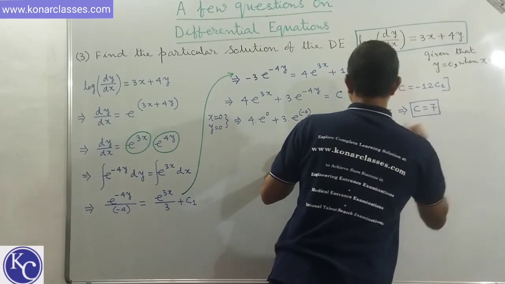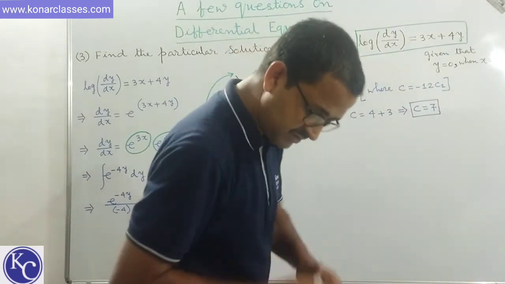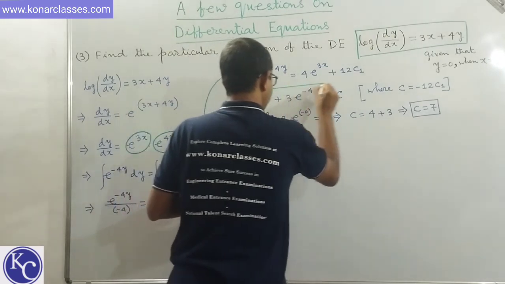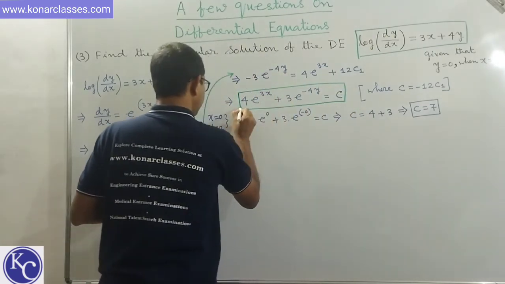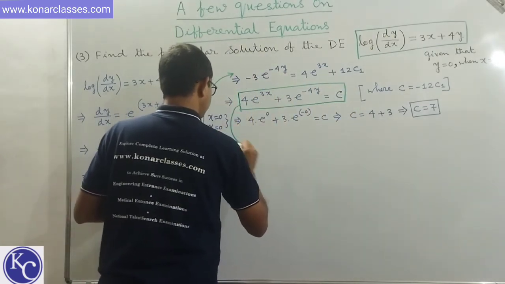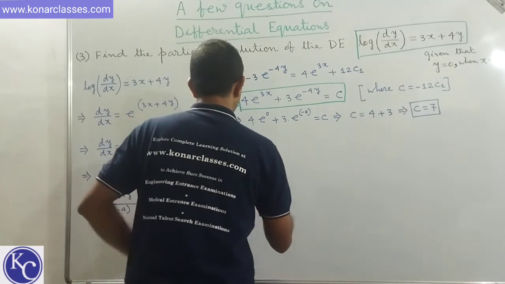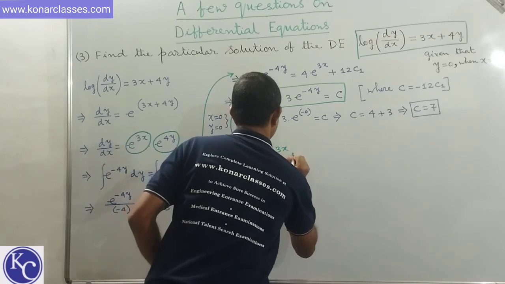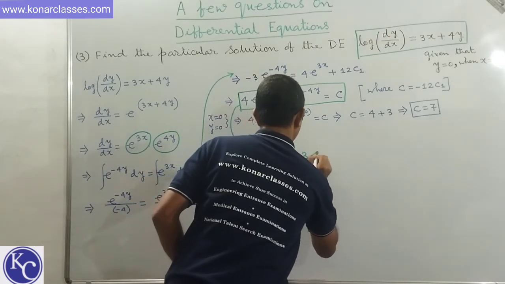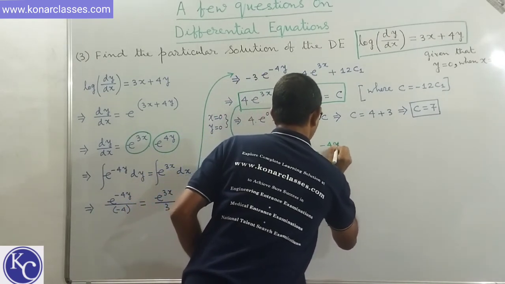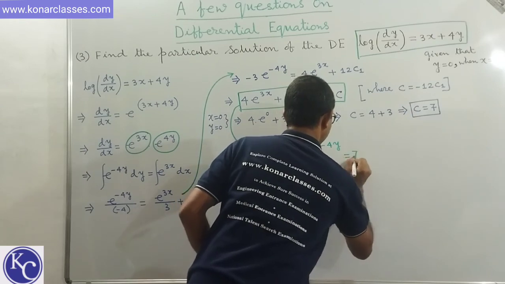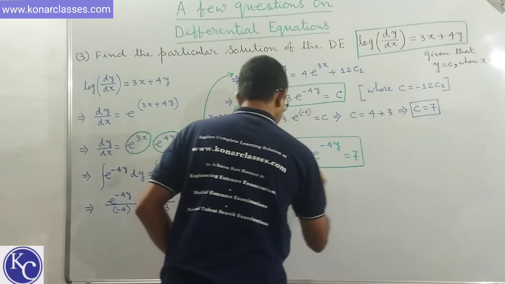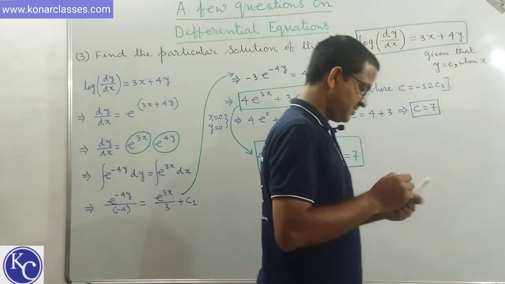Correct? Now if we apply this value of c as 7 in this general solution, we are going to get the required particular solution. So what is the required particular solution, dear students? 4 into e power 3x plus 3 into e power minus 4y is equal to 7. And this is the required particular solution to the given differential equation.